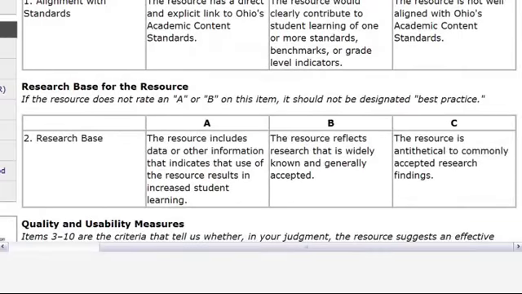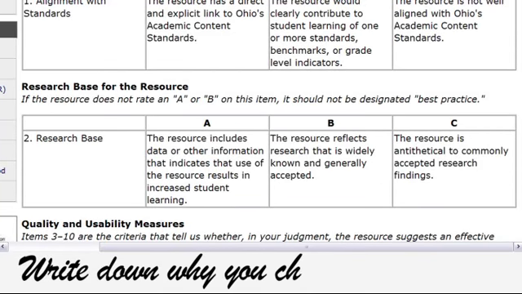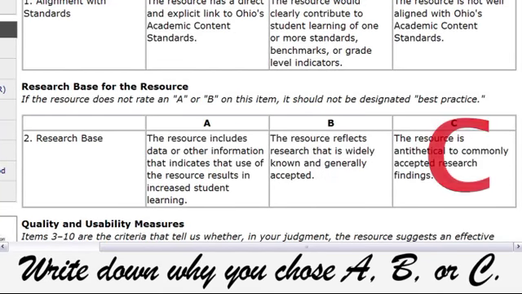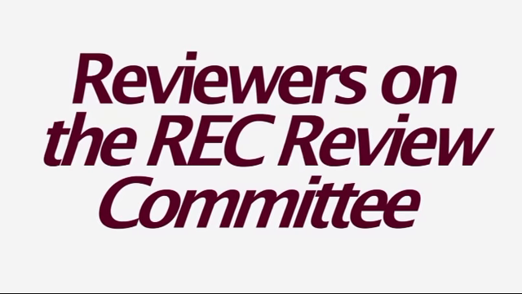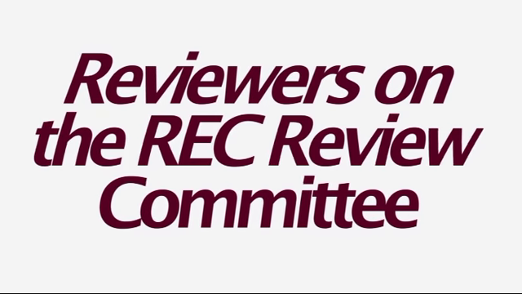Circle the statement that you believe best fits the lesson. You may also make a note by your response that explains why you chose it. All 3 reviewers felt the lesson reflected but didn't mention any specific research, so they chose B.